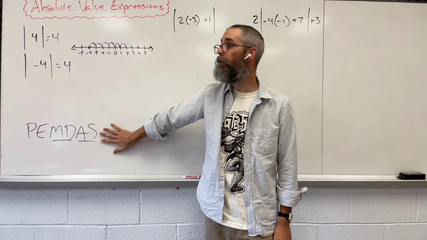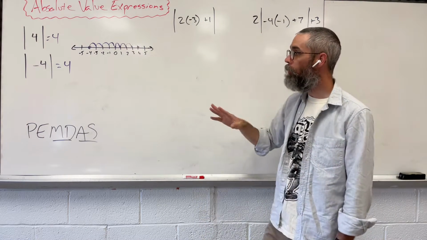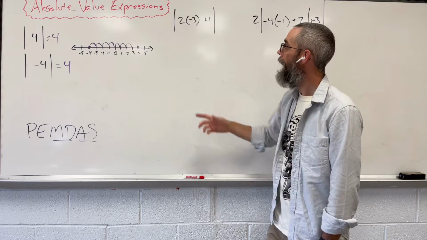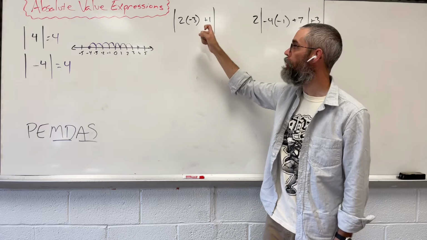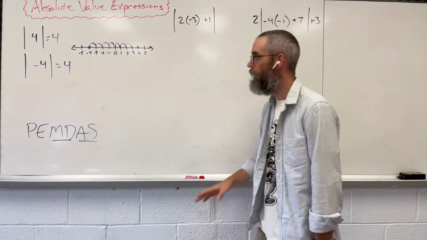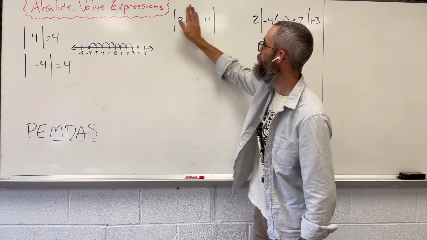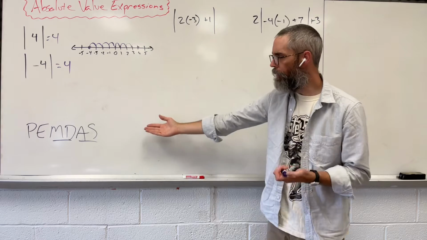Okay, we now need to take this and combine it with the rules of order of operations in order to solve an absolute value expression. So before I can take the absolute value, I need to simplify inside. I need to make this as small as possible. I need to make sure there's one number left, and then we take the absolute value. So let's ignore these brackets as if they weren't even there and simplify using order of operations.